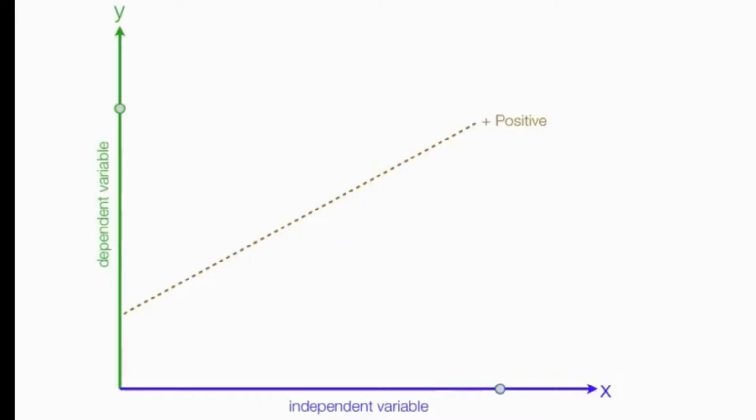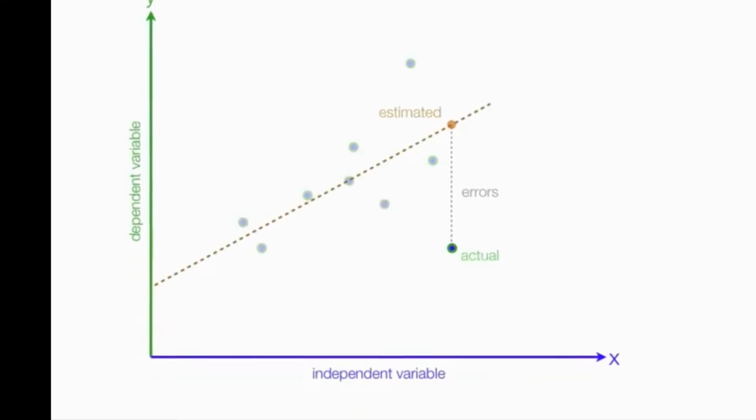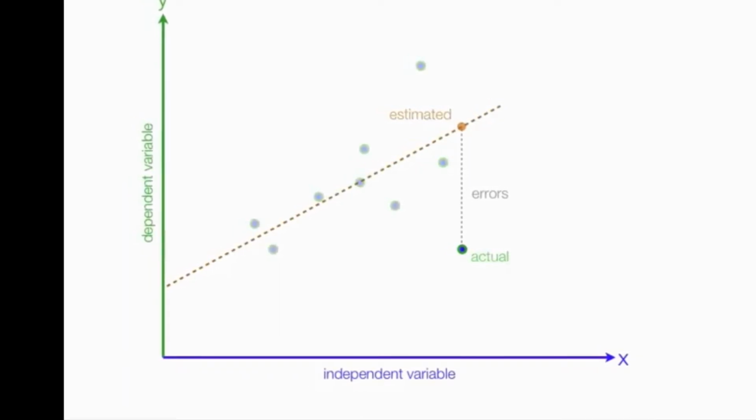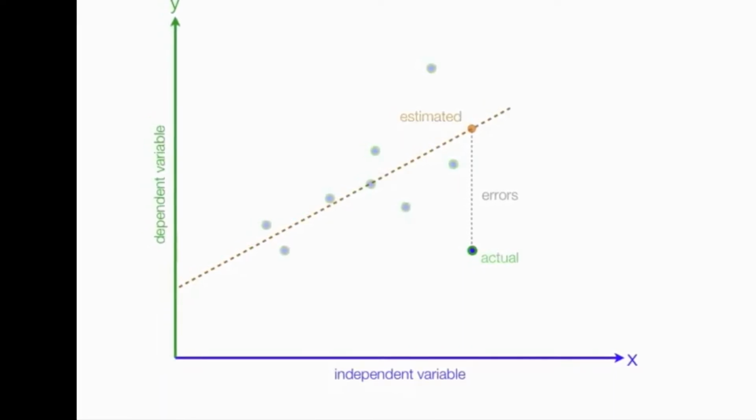The dependent variable determines whether the line is positive or negative. If the dependent values of the points increase while the independent value increases, then the regression line is positive. If the dependent value of the points decreases as the independent value increases, then the line will be negative. To create a regression line as accurate as possible, you must minimize the errors. Errors are the vertical discrepancy between the points on the scatter plot and the regression line's estimated value.